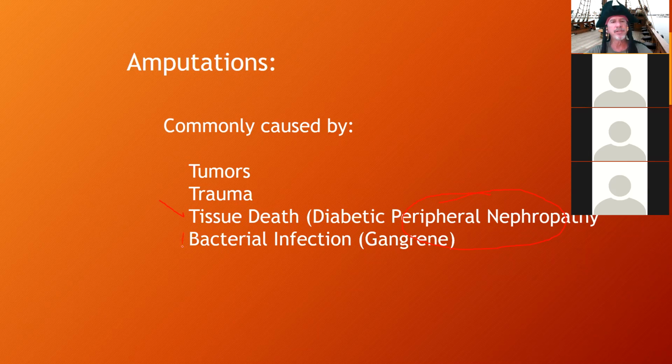Now, bacterial infection, we've all heard of gangrene. That's why during the Civil War, when you got a wound in an extremity, they usually cut the extremity off because they were really worried about gangrene. More people in the Civil War died from infection than died from bullets. But there again, these two can go together. The diabetic peripheral neuropathy causes inhibited circulation to the tissue, which causes the tissue to die, which could lead to an infection, and that infection could be gangrene. So sometimes these two kind of go together.